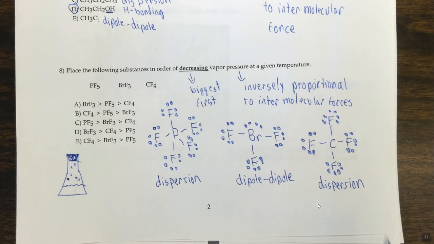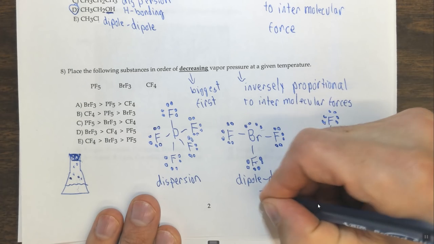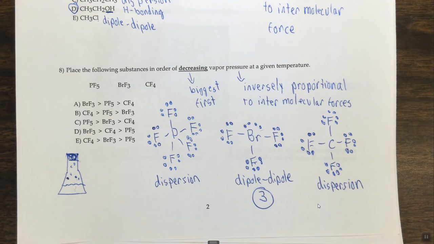Now, we have 2 molecules with dispersion and 1 with dipole. So this is going to have the strongest intermolecular forces and therefore the lowest vapor pressure. So this is going to be number 3. This one's going to be last.